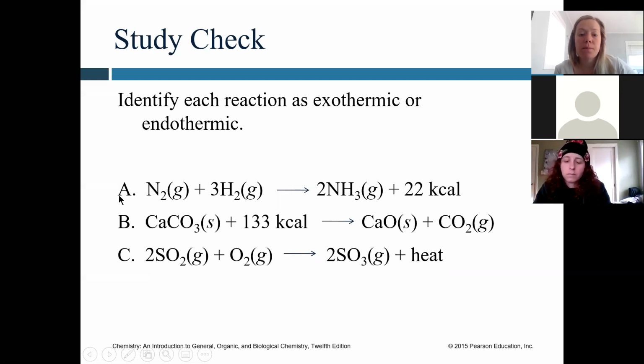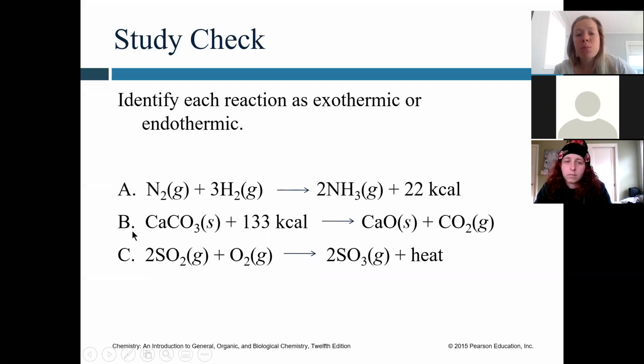So this first one here, just looking at it, I can see this is where the heat is. It's on the product side, so it produced heat. So this thing got warm. This would be an example of an exothermic reaction. The heat is exiting the reactants.